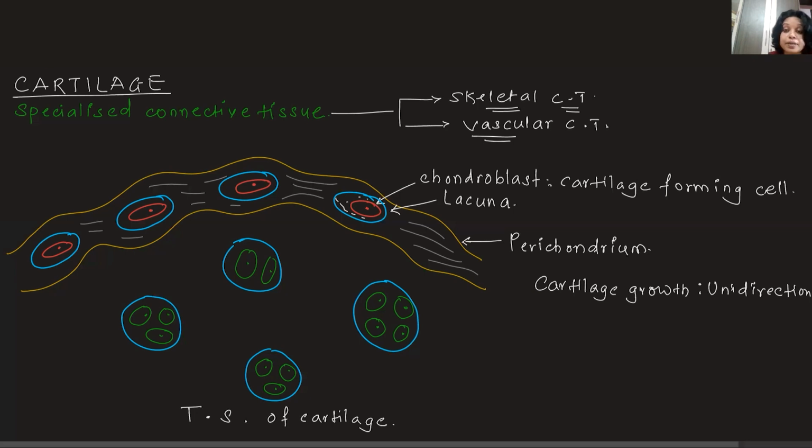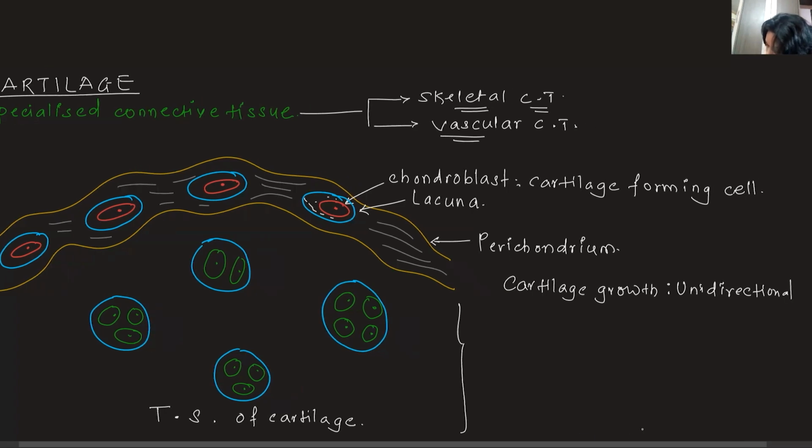The part of cartilage which is enclosed by perichondrium, which is protected by perichondrium, or we can say the part which is below the perichondrium. So here in a transverse section, this is the part that is covered by perichondrium, and this portion is known as matrix. It is also called ground substance.